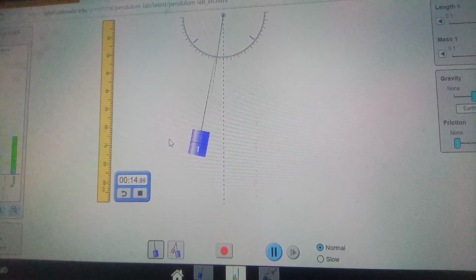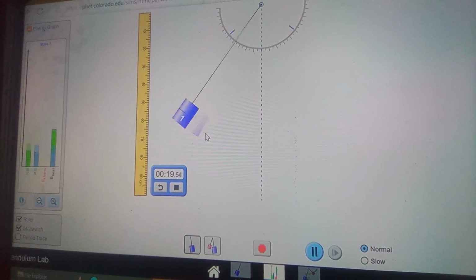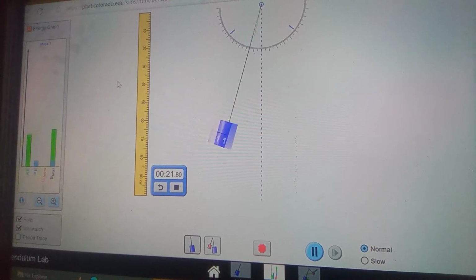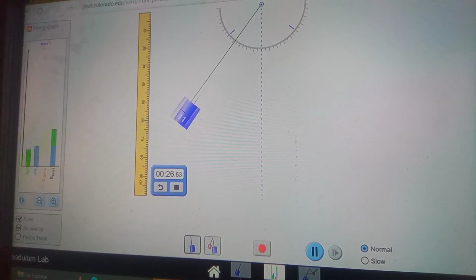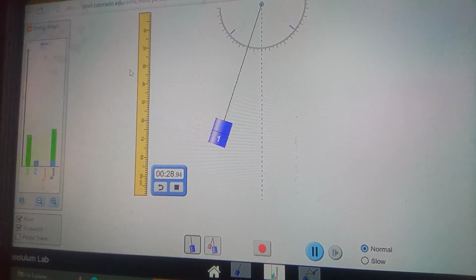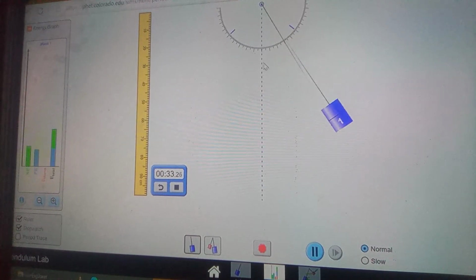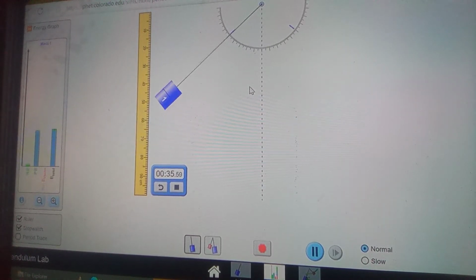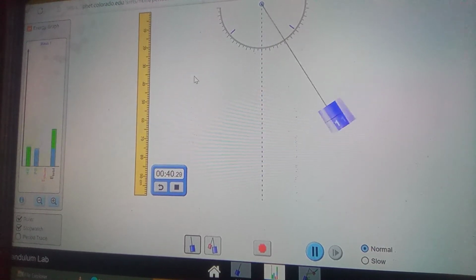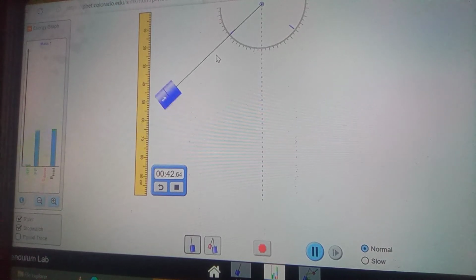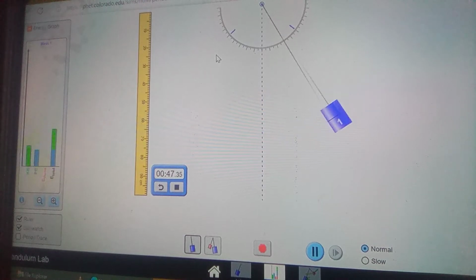it is showing us that if we look at this block, look beside the ruler, you see how energy transformations are appearing. Now, when the bulb is at the topmost, you see that we have the maximum potential energy.